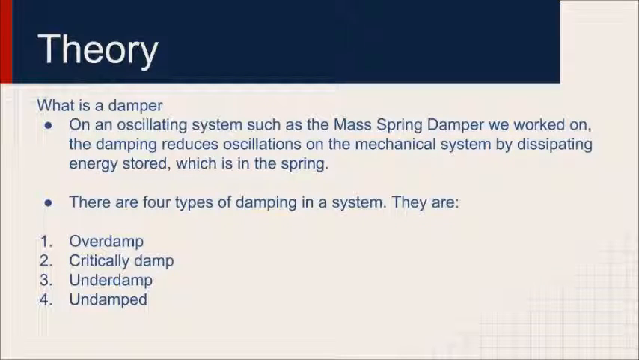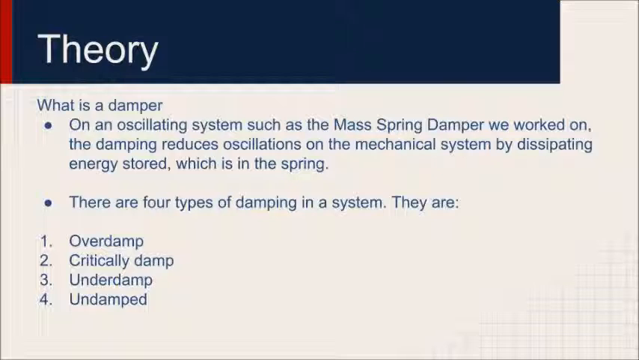Now let's go back to talking about dampening. On an oscillating system such as the spring, damping reduces the oscillation. This happens by dissipating energy that is stored in the system. In our case, it is the energy it takes to move a mass that is going the opposite direction with a given velocity. There are 4 types of dampening in any system, mechanical and electrical. They are overdamping, critical damping, underdamping, and undamping.